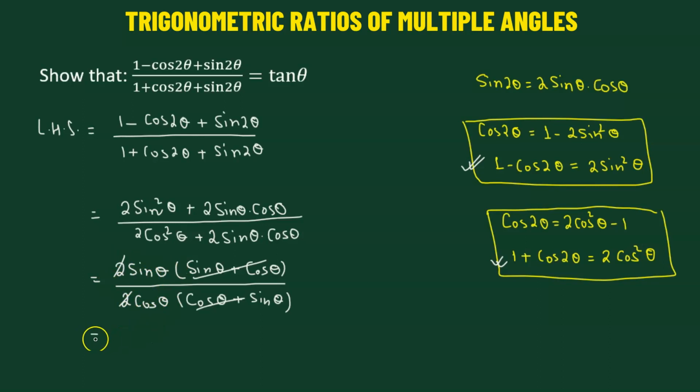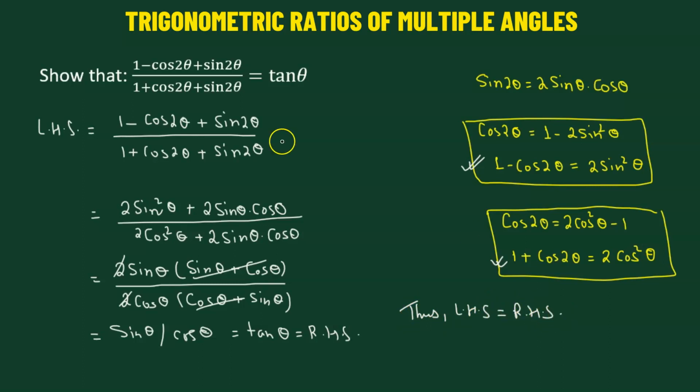We're left with the ratio sine theta divided by cosine theta, and this ratio is nothing but the tangent function, which is the expression on the right hand side. So we have successfully shown that the left hand side of the given trigonometric equation is equal to the right hand side, hence proved.